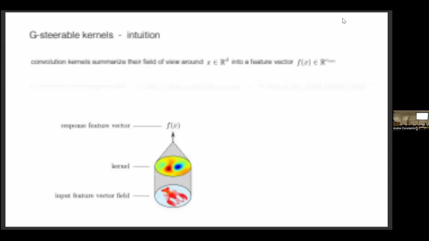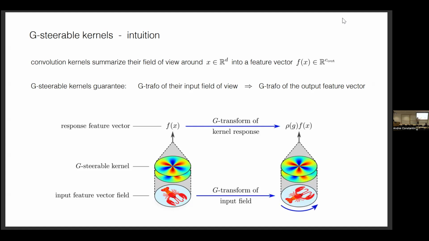All right, so first I want to give you an intuition for what a G-steerable kernel is. Let's start with a non-steerable kernel. If you have a standard convolution kernel, then essentially what it is doing is it takes a patch of your input feature vector field and summarizes it into some feature vector f at x, right? And if you have a steerable kernel, then it has this additional G-symmetry property, which is such that if you G-transform this input patch, then the output feature vector, which your kernel summarizes, transforms according to rho of G. So that is the intuition you should have for a G-steerable kernel.